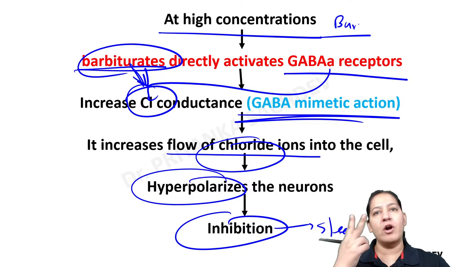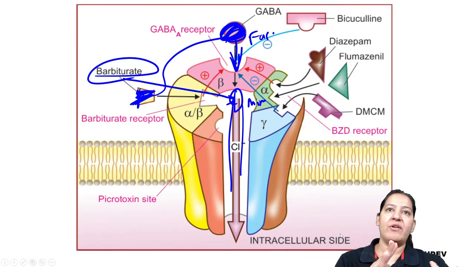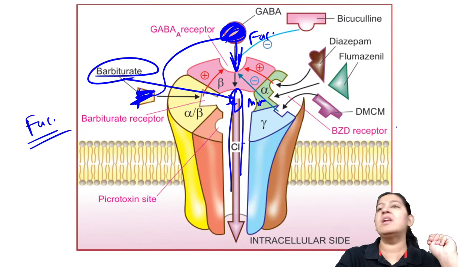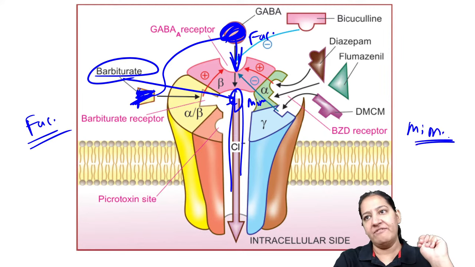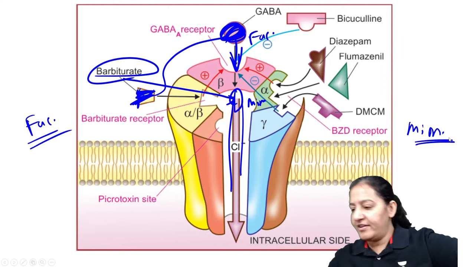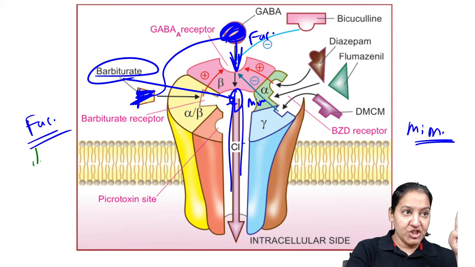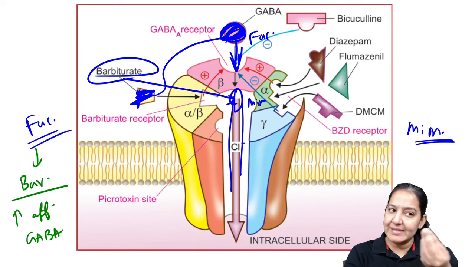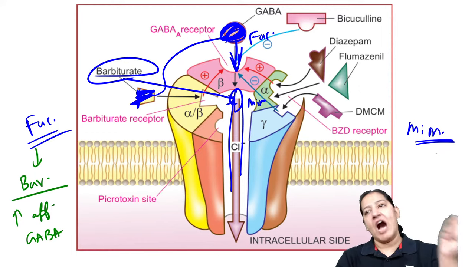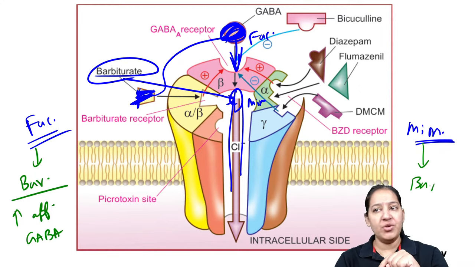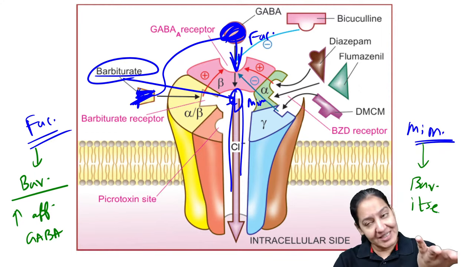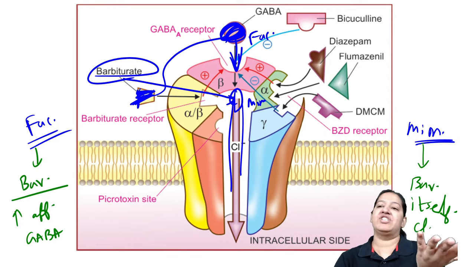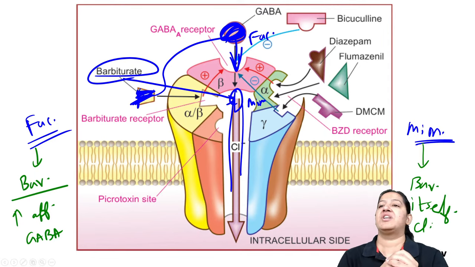Give me a thumbs up. So what are the two actions? GABA facilitatory, GABA mimicry. Have you got the two actions of the barbiturate? GABA facilitatory action and GABA mimicry action. Everyone give me a thumbs up. In GABA facilitatory action, the barbiturate will increase the affinity of natural GABA to increase the chloride channel opening. In GABA mimicry action, barbiturate itself will open the chloride channel. It will not ask GABA to open the chloride channel.